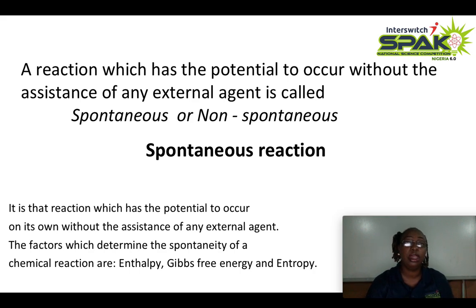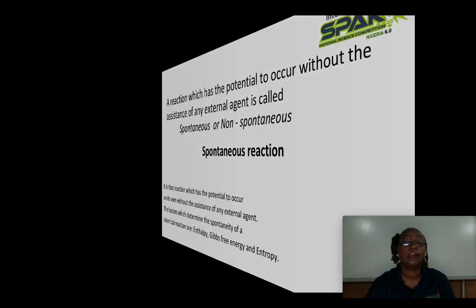We have factors that determine spontaneity of a chemical reaction. We have enthalpy, which is your delta H. We have Gibbs free energy, which is your delta G. And we have entropy, which is your delta S.